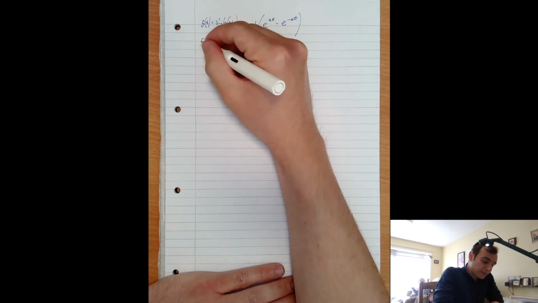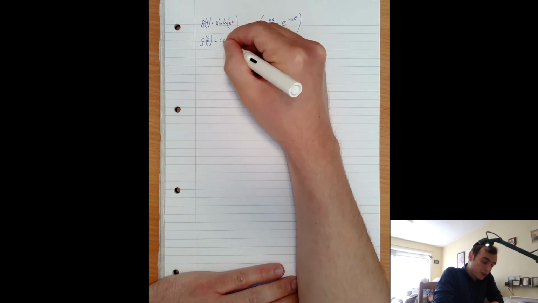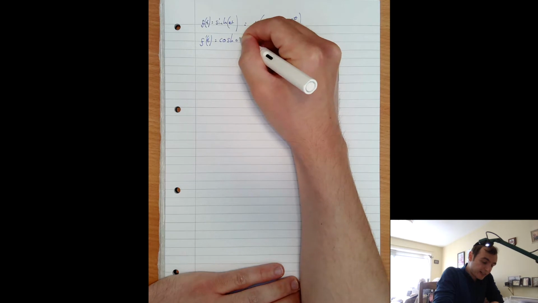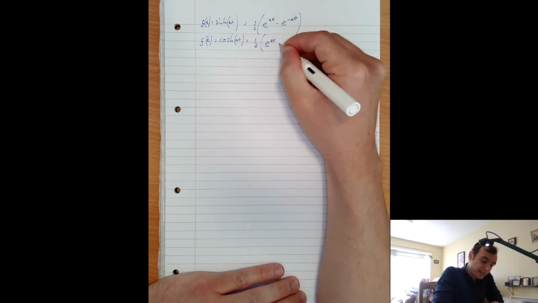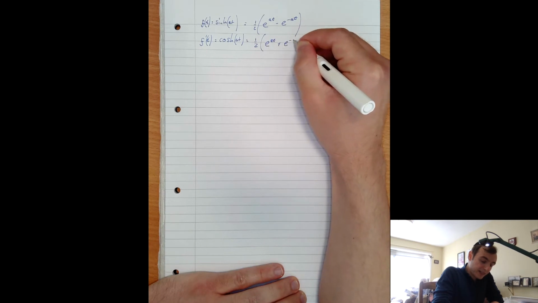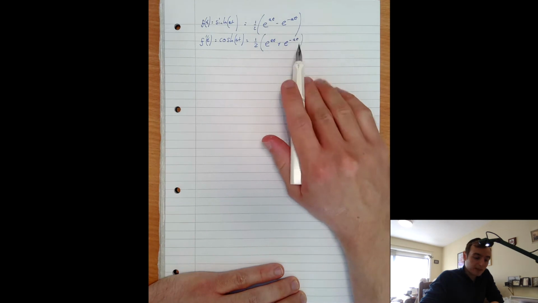And f prime t, let's say, is going to be cosh at, which is simply half e to the at plus e to the minus at. So if we plot that on MATLAB, we can see what that looks like.